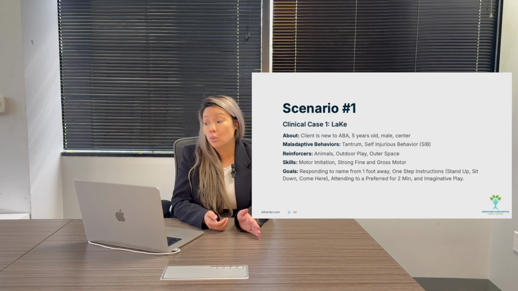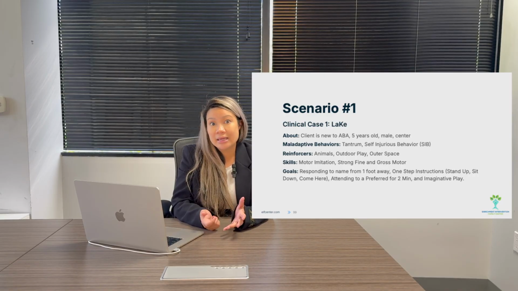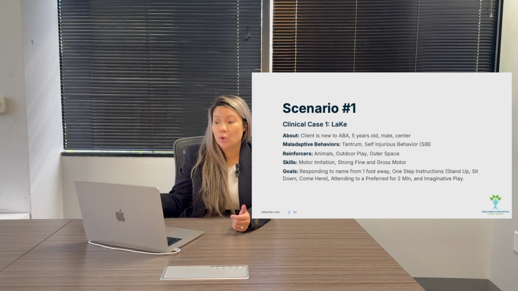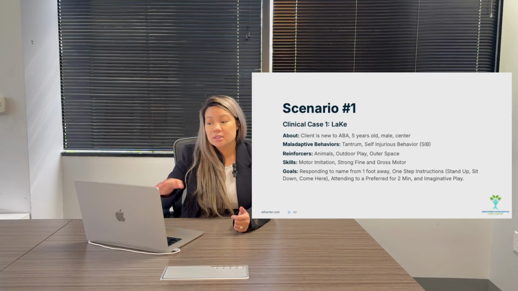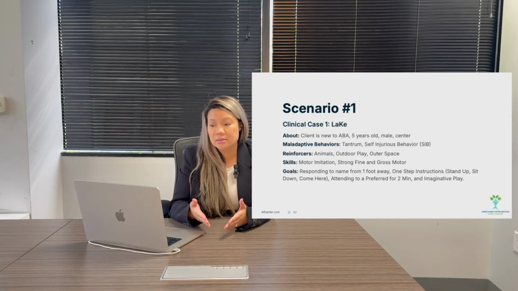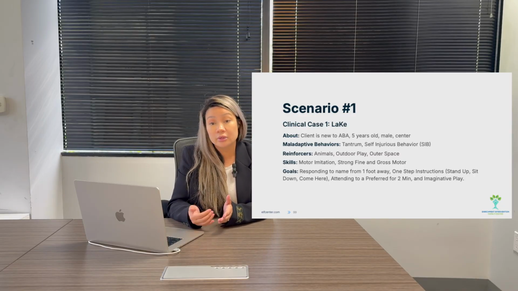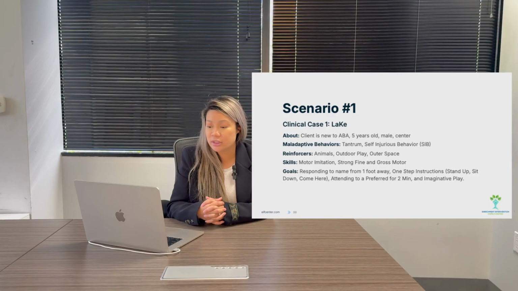Another goal you can work on is 1-step instructions. So let's say Lake is very excited to continue playing puzzles. You might provide the 1-step instruction of get up, or clean up, or get another puzzle piece. So a 1-step instruction that is motivating for the learner. In this case, it's using another puzzle piece as a motivation for the learner to follow 1-step instructions.